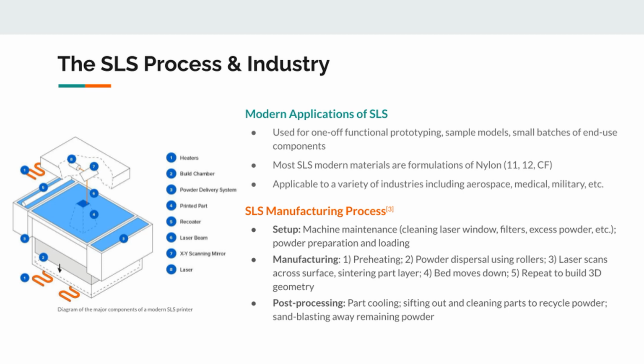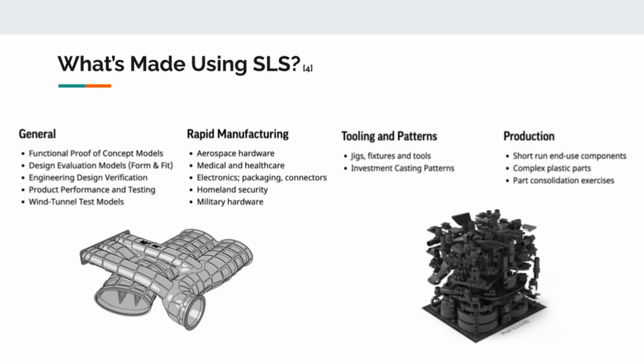And then the last step to the SLS process is the post-processing, which is part cooling. So you need the part to cool, set out, and you also need to clean the parts and recycle the powder. Now that we understand the manufacturing process of SLS and the steps required to actually manufacture a part, we can take a closer look into the use case of SLS machines for specific manufacturing roles.